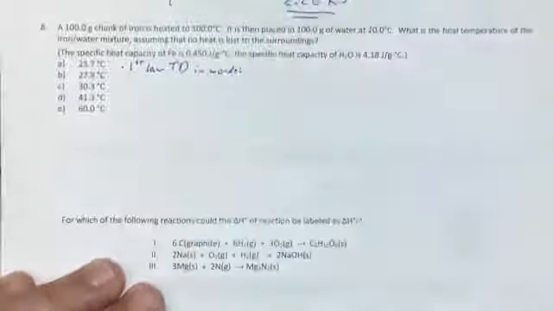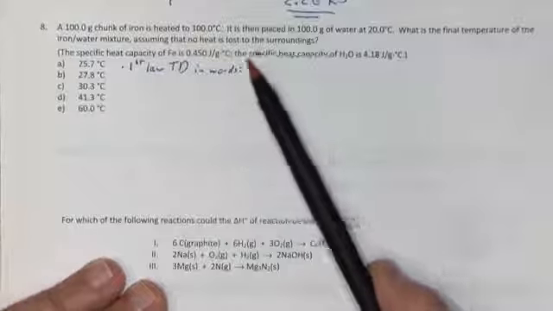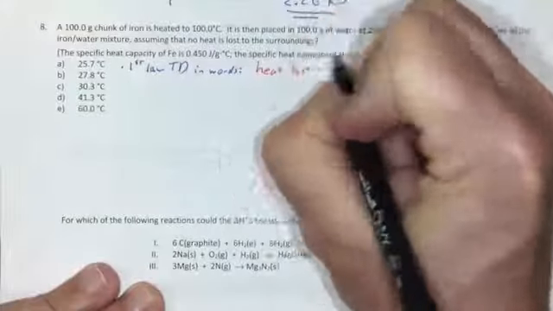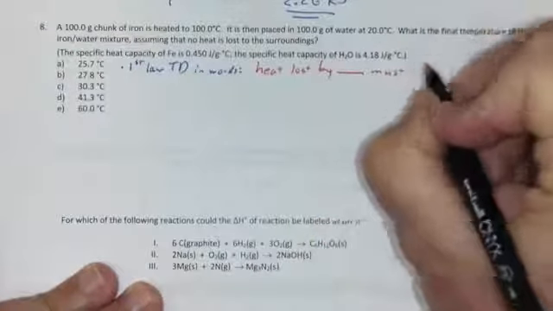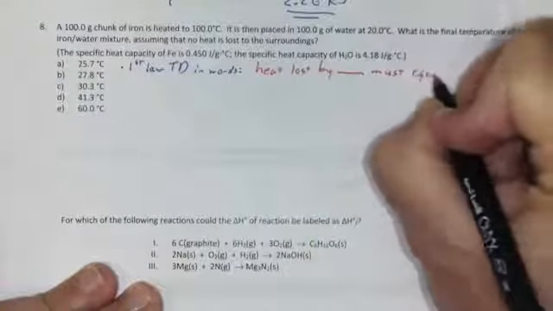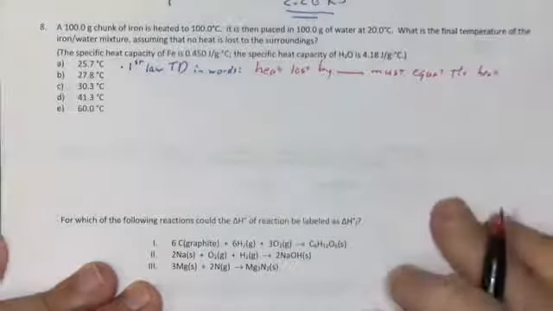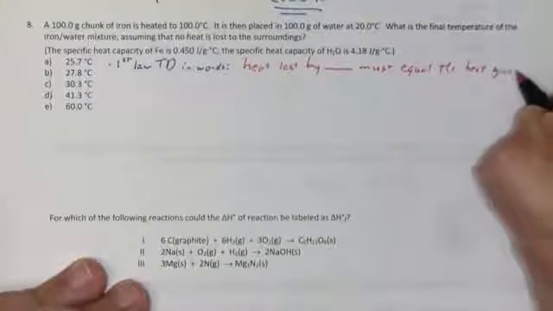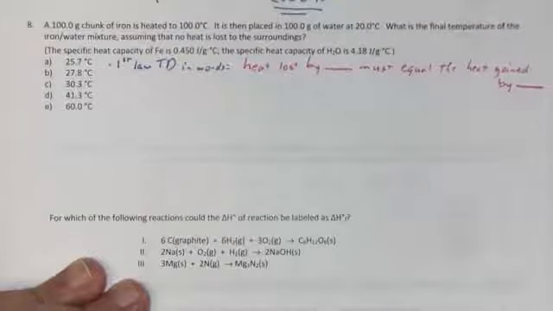What do I mean by this? The first law of thermodynamics says energy is conserved. So as I apply the first law of thermodynamics to this, I'm going to say the heat lost by blank must equal the heat gained by blank.